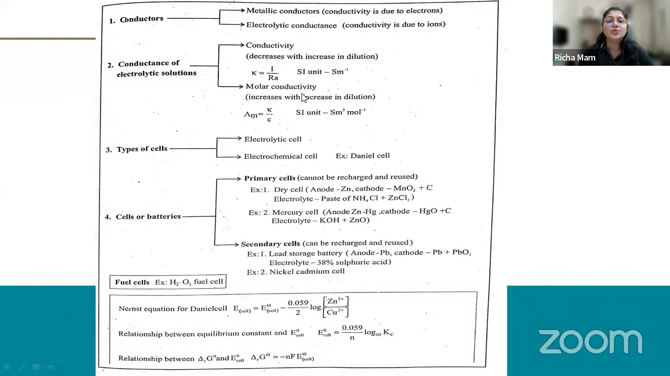Then molar conductivity. What do you mean by molar conductivity? What happens to molar conductivity? It increases with increase in dilution. As you add water to a concentrated solution and increase the dilution, the molar conductivity also goes on increasing. The SI unit for molar conductivity is Siemens meter square per mole. So remember these units.